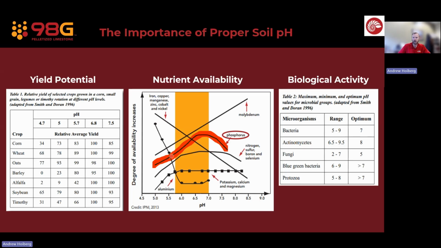The other thing to point out here, we talked about it earlier, is the aluminum. That's going to be this one here. As we get below a soil pH of 6.0, that availability of aluminum just skyrockets, and that's really where we get into that toxic environment where the plant has to, by force, take some of that up and end up with a club root type of a situation.